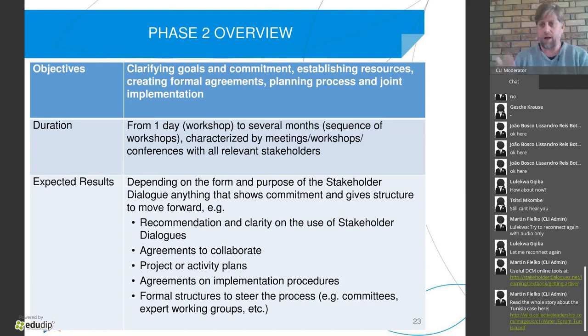Here we have just a few things it could be: recommendations and clarity on the use of the dialogues, agreements to collaborate, activity and project plans, agreement on implementation procedures, and formal structures to steer the process, which for a larger initiative could be committees or working groups or task forces or whatever you would like to call them.